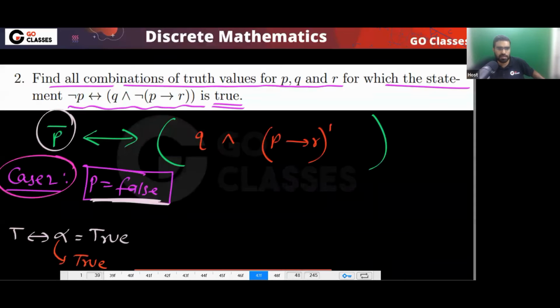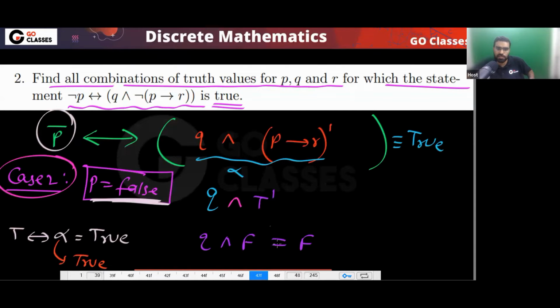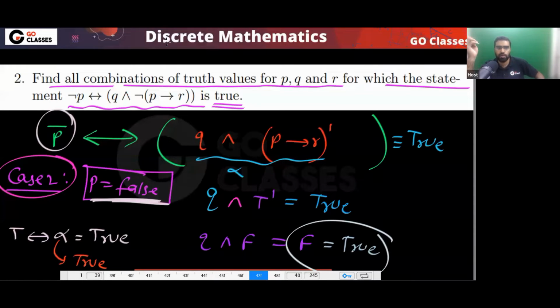So you can easily see from here what will happen. This complete thing is true. So this alpha, let's call it alpha, must be true. So I can say Q and this is true. So this is a contradiction. False must be true, that is a contradiction. False is equal to true, that is a contradiction, meaning no possibility. So from this case, we are getting no possibility.